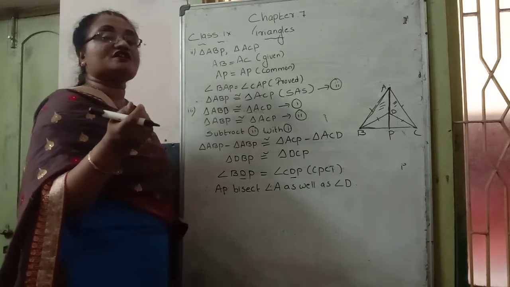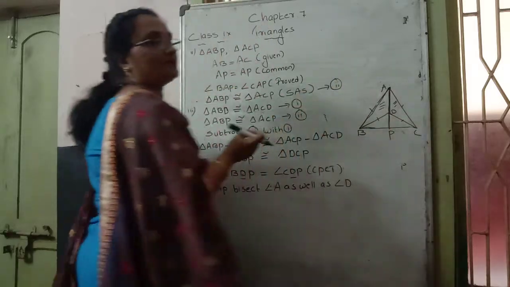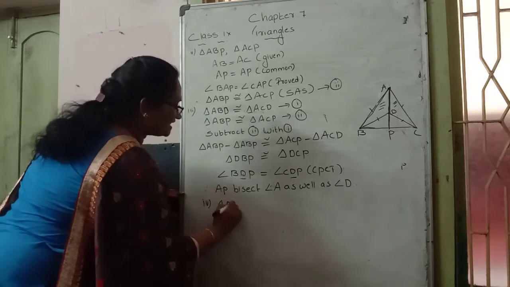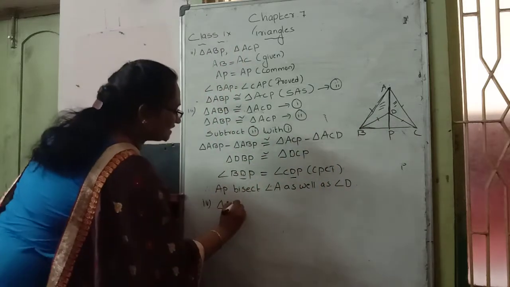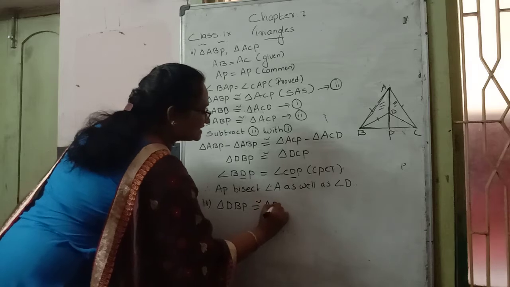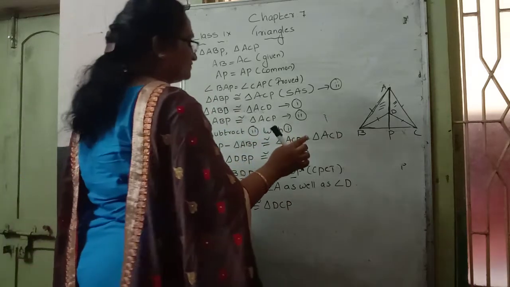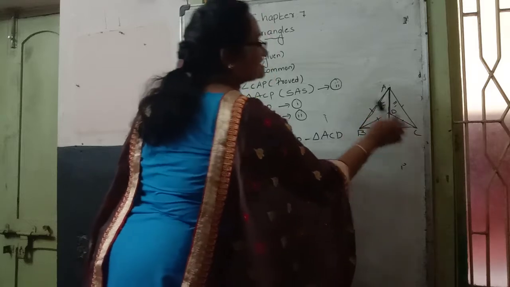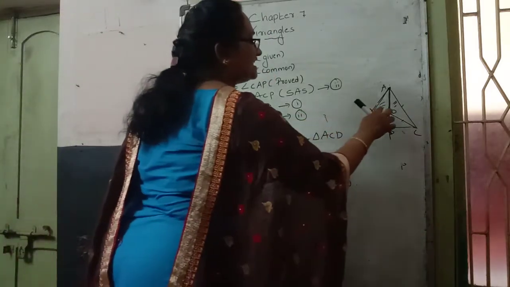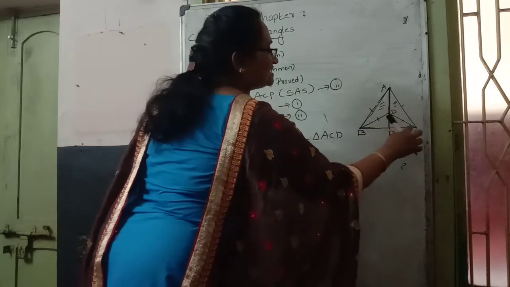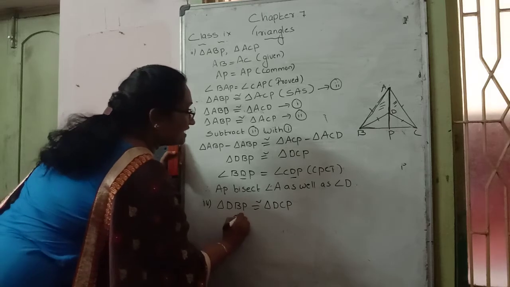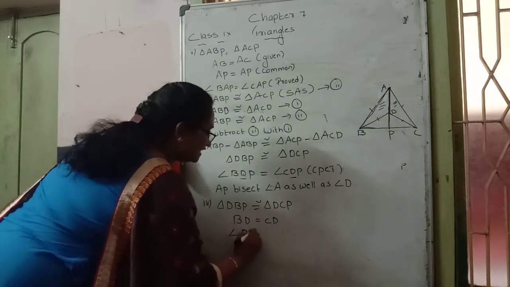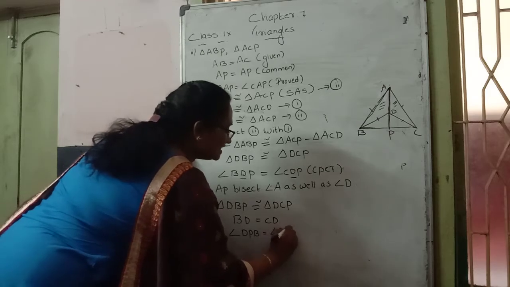What is the fourth case? The fourth case says that this AP line intersects the BC line. That we want to prove. How to prove it? Already we proved that triangle DBP is congruent to triangle DCP. They are congruent triangles. If they are congruent, which sides are equal? BD side and DC side are equal. Next, angle DPB and DPC are equal. So BD side is equal to CD side, and angle DPB is equal to angle DPC.